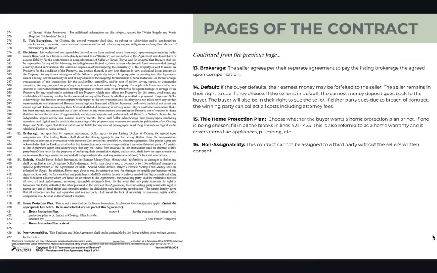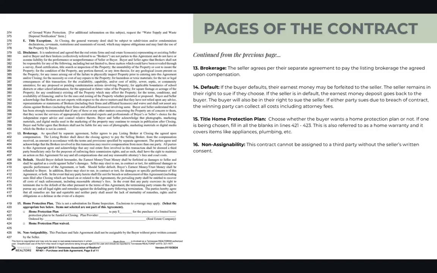So number 13, the brokerage. The seller agrees per their separate agreement to pay the listing brokerage the agreed upon compensation. If the buyer defaults, their earnest money may be forfeited to the seller, and the seller remains in their right to sue if they choose. If the seller is in default, the earnest money deposit goes back to the buyer. The buyer will also be in their right to sue the seller. If either party sues due to breach of contract, the winning party can collect all costs, including attorney's fees.